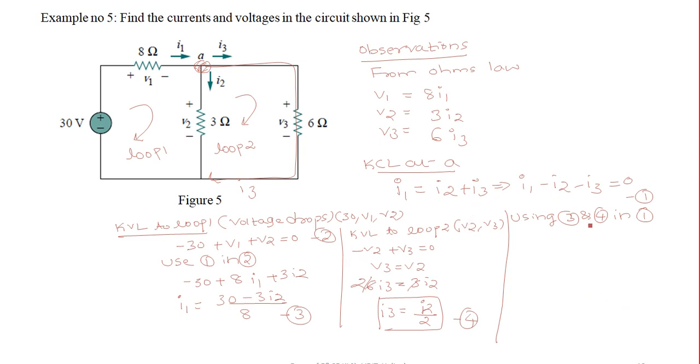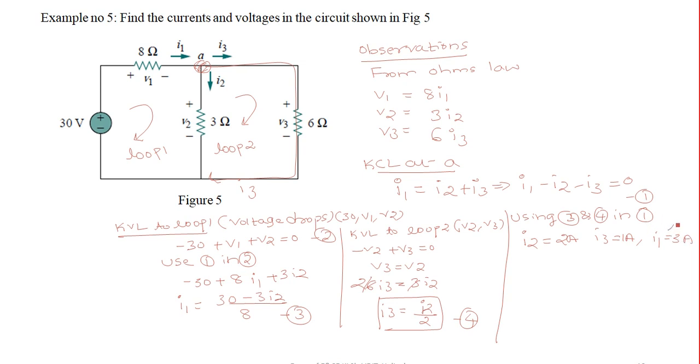Next is only the mathematics, just to apply the concepts of network theory. So if you use them, you should get I2 equal to 2 amps. Similarly, I3 equal to 1 amp. Then I1 equal to 3 amps.